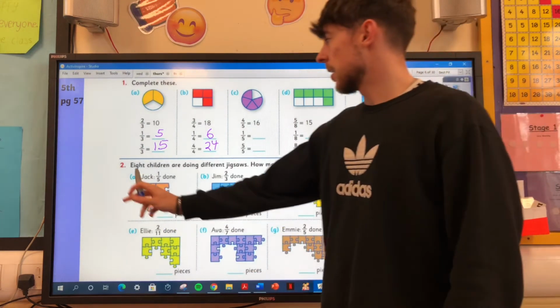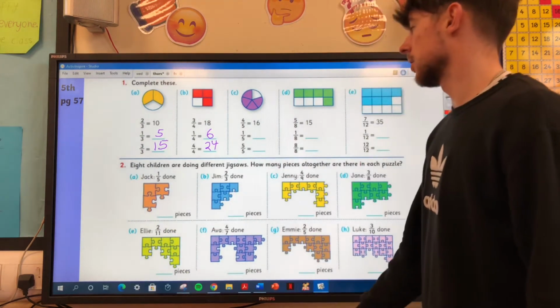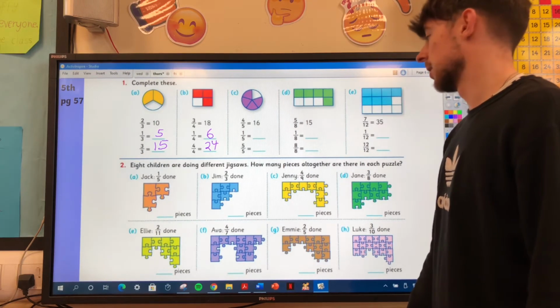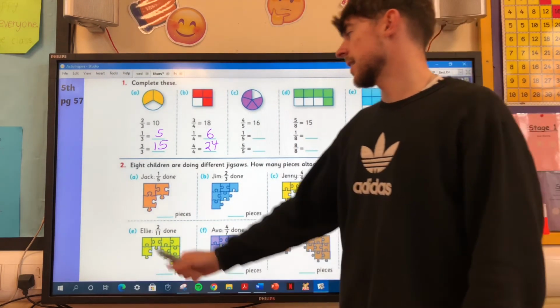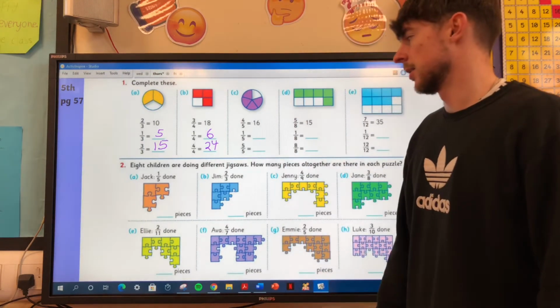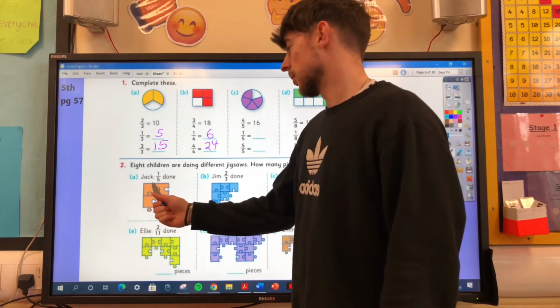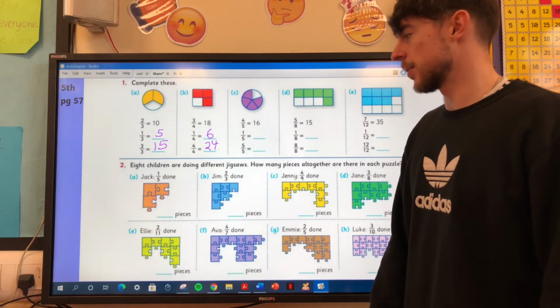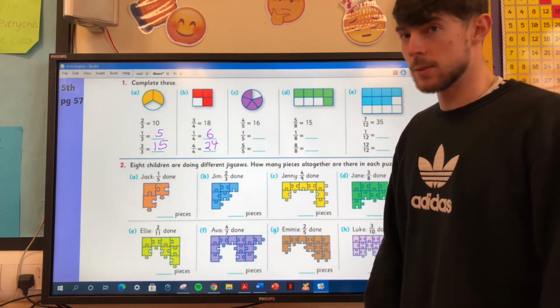Okay, so over here 8 children are doing different jigsaws. How many pieces altogether are there in each puzzle? Okay, so Jack has 1/5 done. So he has 1, 2, 3 pieces, and he has 1/5 of the puzzle done. So how many pieces are in the puzzle altogether?